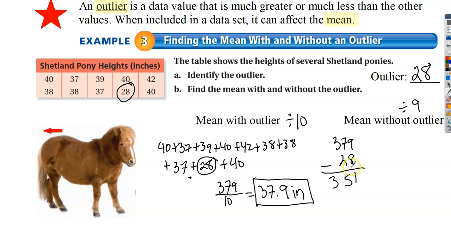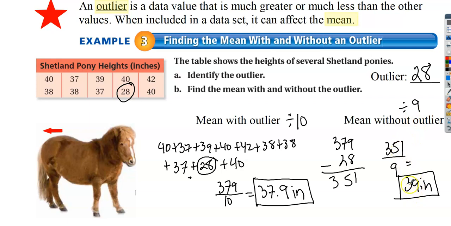Okay, so I got 351, and then remember this time I'm dividing by 9. So I get 39 inches. So for this example, it's 39 inches. Okay, so now I want you to notice what happened. The outlier was a number that was smaller than all of the other heights. So when I include this 28 and divide by 10, I got 37.9. And when I throw away the 28, I get 39 inches.